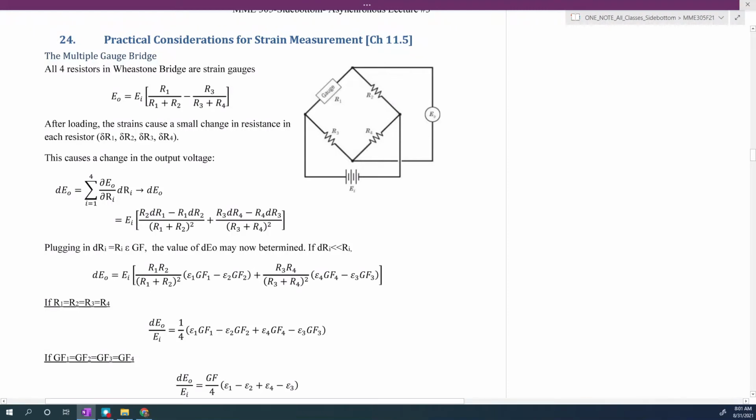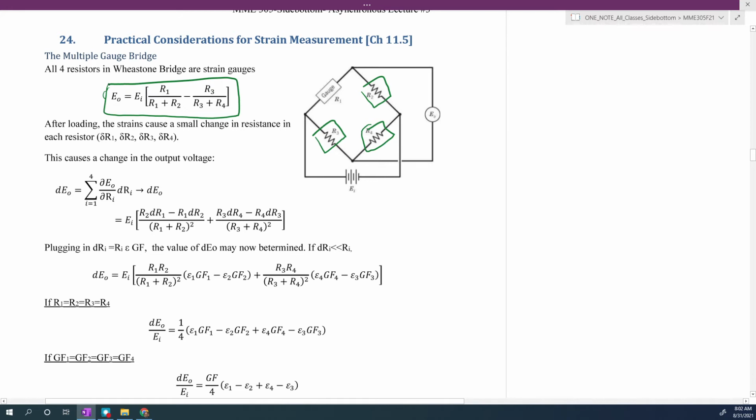So if we have a Wheatstone bridge setup, but now all four of our resistors are strain gauges. All right, so all of these are strain gauges. We can still relate our output voltage as proportional to the resistances of each of those resistances. When this strain gauge undergoes an applied load, the values of the resistances are going to change in each of the strain gauges.